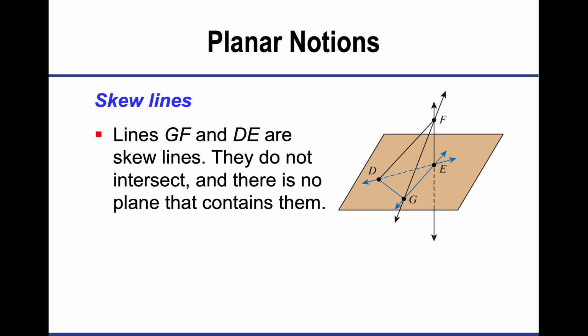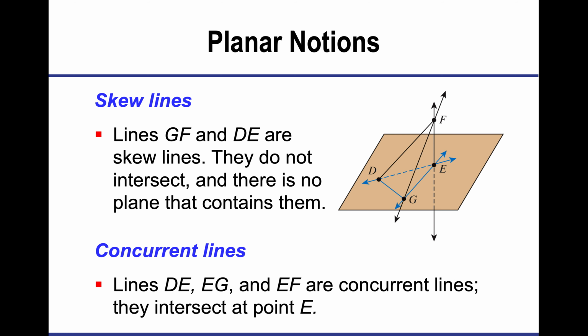Skew lines would be, for example, lines GF and DE. So when we're looking at skew lines, they do not intersect, and there is no plane that contains them. If you look at DE, that lies on the plane. And if you look at GF, that goes up, and those lines will never intersect because DE is going to remain in the plane, and then GF is always going to go up forever.